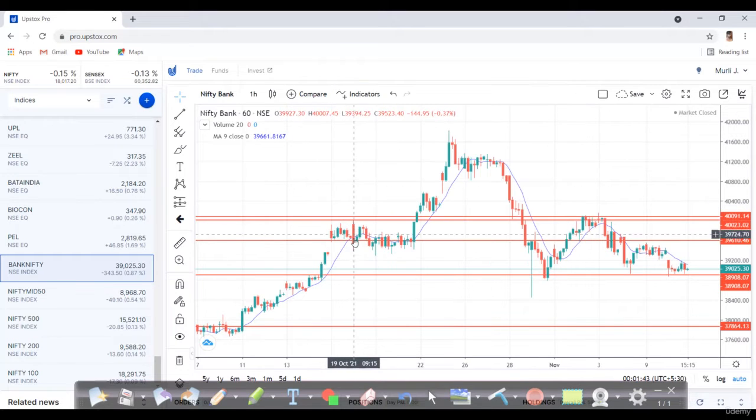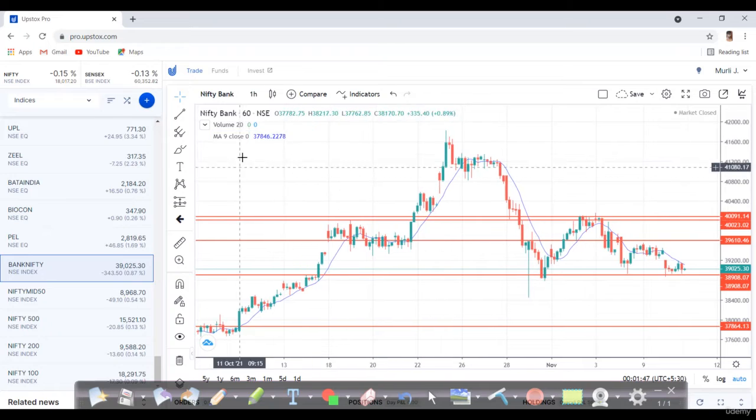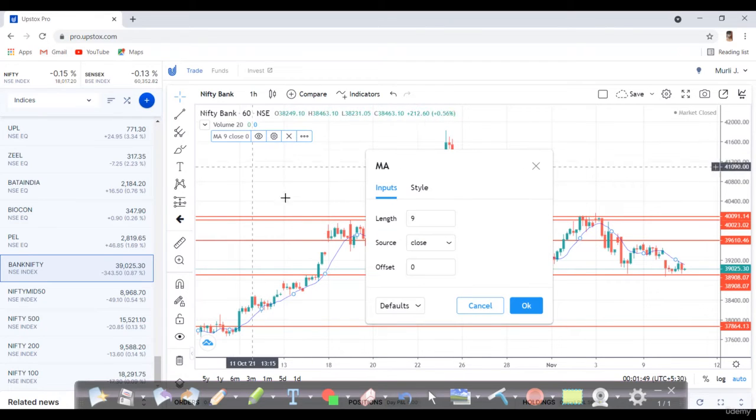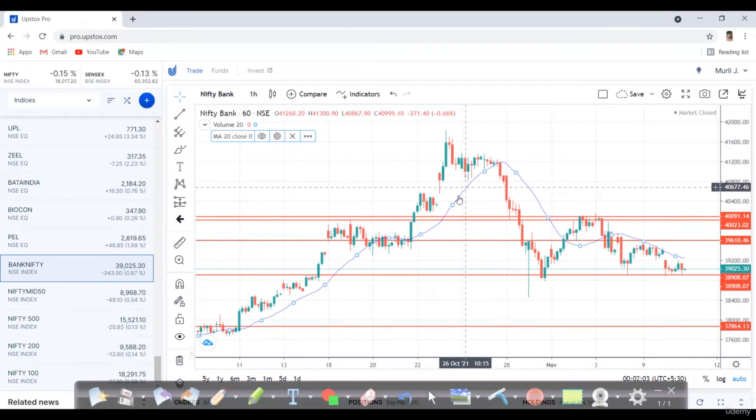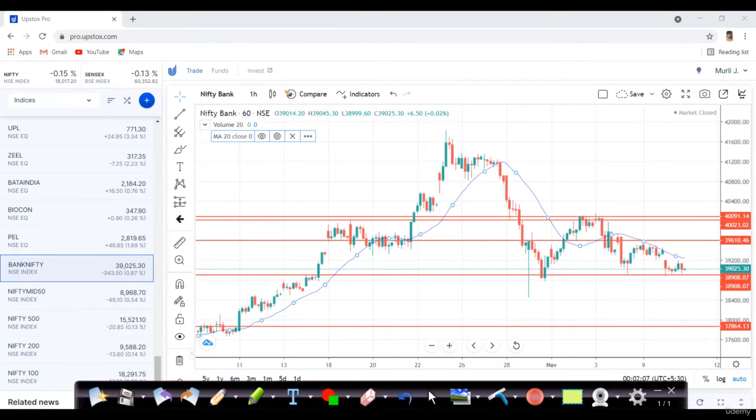If you click on moving averages, you will get one blue line here. Now go to settings. In settings, the length is 9. What is the nine? The past 9 candles' closing prices will be averaged. So we can change it to 20 first and click OK. Now this line will adjust for the 20 candles of the 1 hour chart.